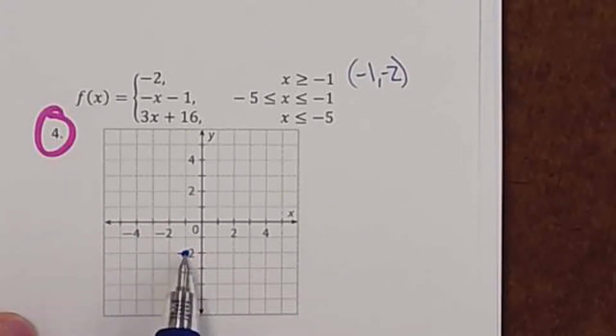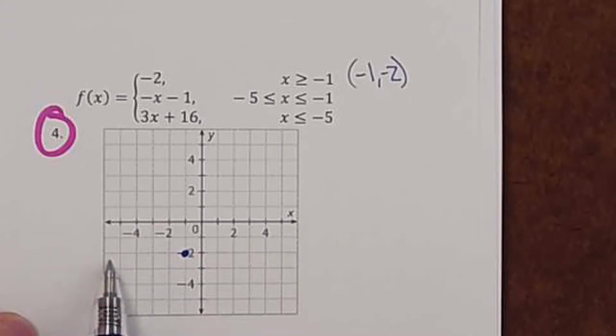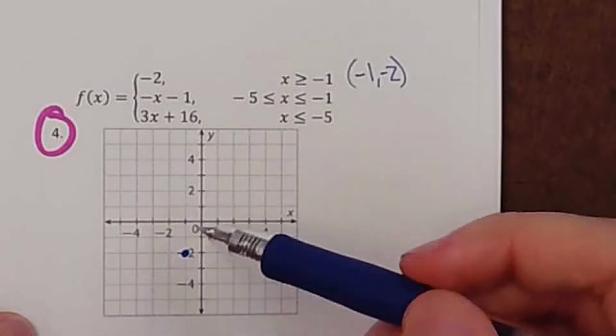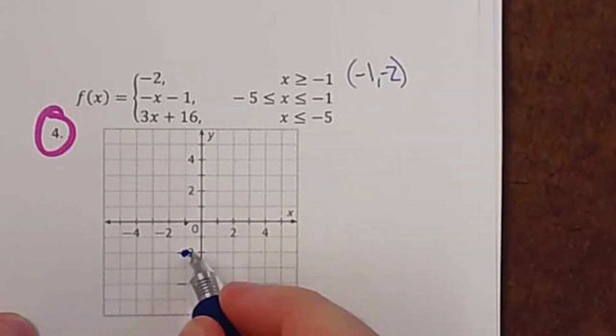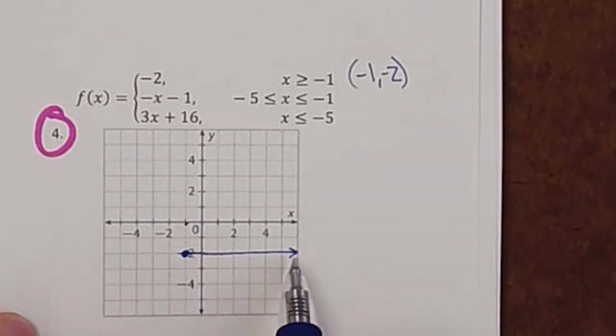The question is, which way do I go? Do I go horizontal to the right, or do I go horizontal to the left? Well, I look here. I want everything greater than -1. So here's -1. Greater is to the right, so I want my horizontal line to go to the right. And I just kept drawing it as far as I wanted.